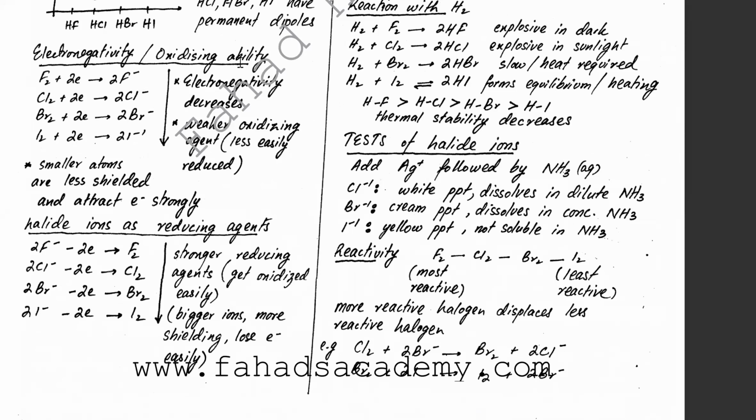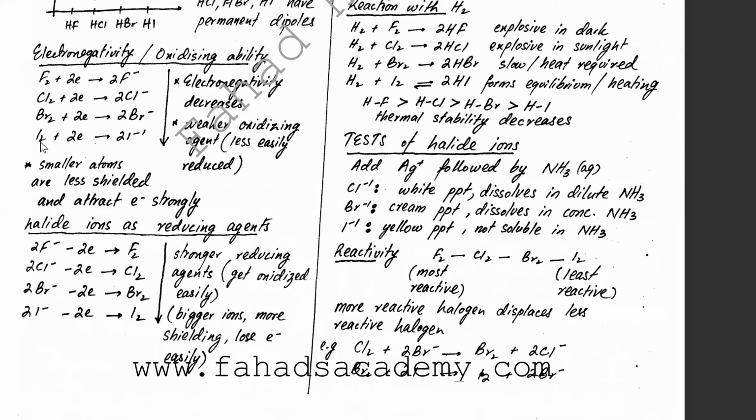So this is the oxidizing ability. Like all these halogens, they really like to gain electrons, especially the top ones. They're very electronegative. Fluorine is a small atom. It really likes to gain electrons. So anything that wants to get reduced, that's a good oxidizing agent. So oxidizing ability decreases down the group.